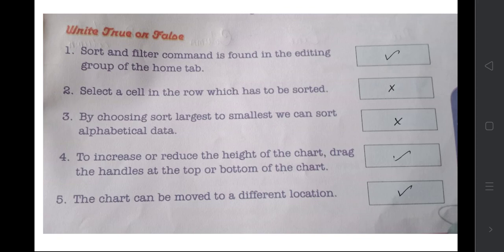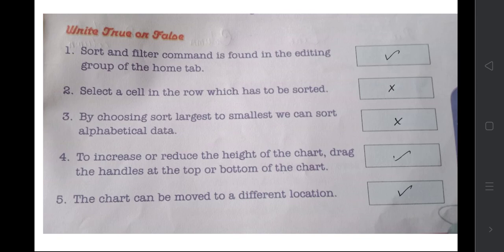Select a cell in a row which has to be sorted. Select only one cell. By selecting only one cell, what are we going to do? How can we sort it? If I have only the number 5 in my hand, how can I sort it? With whom will I compare? To sort or to arrange, I should have multiple numbers, a number of data present in my hand, isn't it?